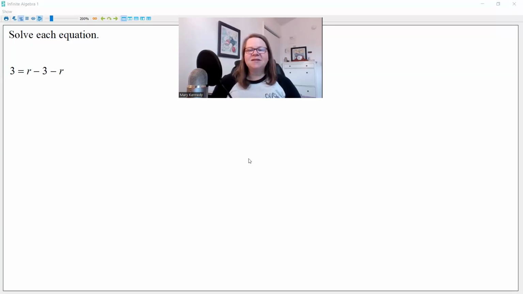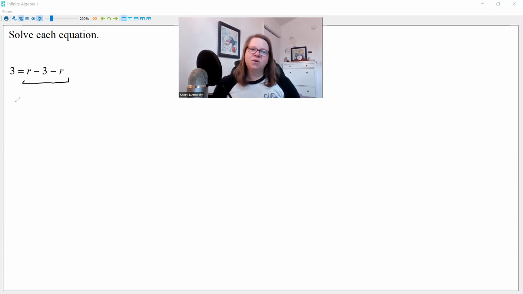Let's solve this equation that has something unique about it, something different. So let's take a look. We don't have any parentheses, so there's no distributive property. So the next thing I want to do is look on this one side of the equation and see if I can combine like terms.